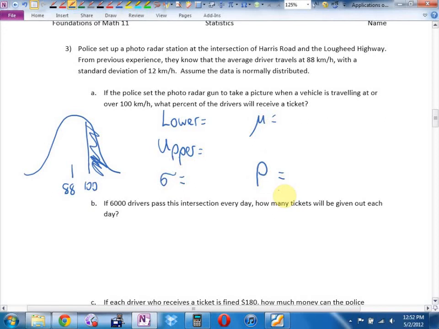What's my lower value going to be here, Jacob? What's my upper value going to be? Is this an in-betweener one? Nope, it goes off forever to the right. So positive infinity, yes. 10 to the 99th. What's the mean? What's the standard deviation? What's the mean?